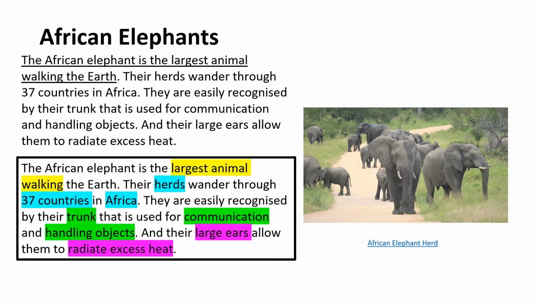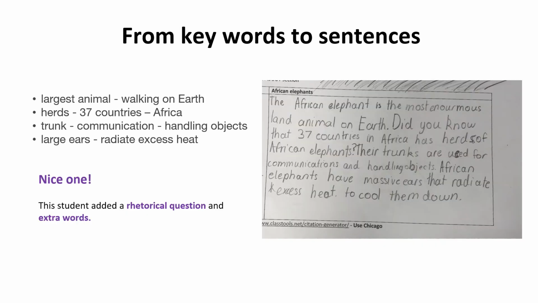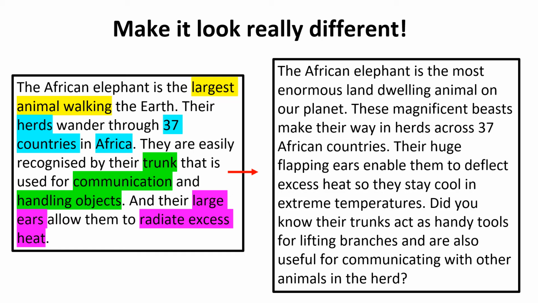So that's how I find the keywords. I actually colour highlight them. I don't change colour for each sentence. I just do it with a yellow highlighter. So here is what a kid in Year 2 did, moving the keywords into sentences. And the fun thing is that this Year 2 student added a rhetorical question and a few extra words at the end. But we can actually make it look really different.